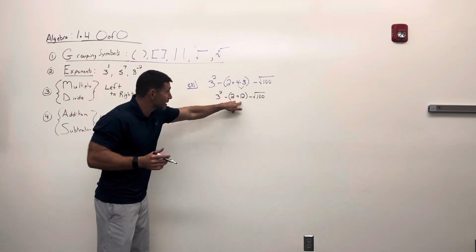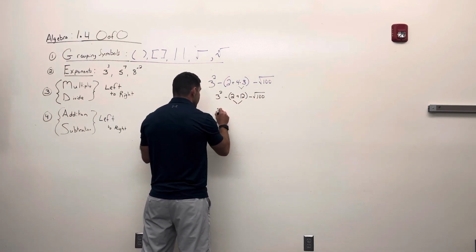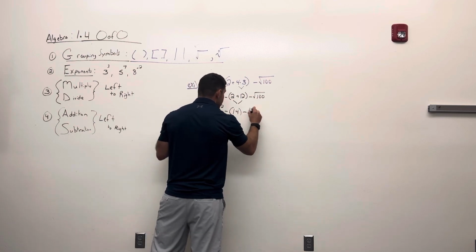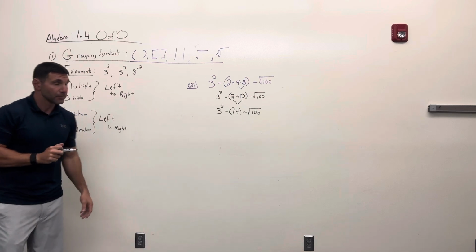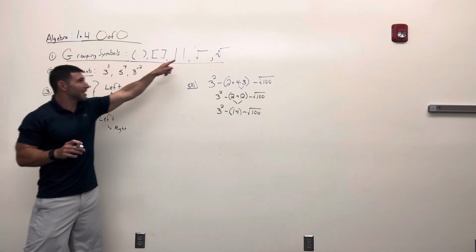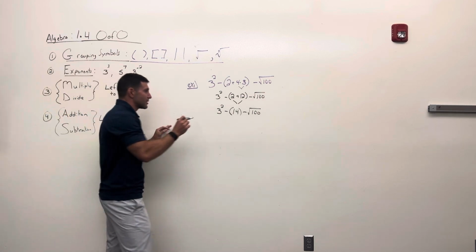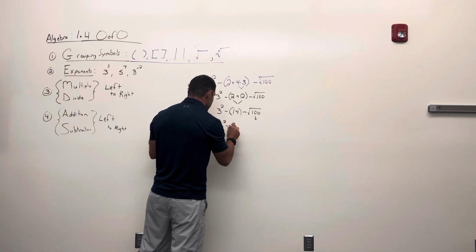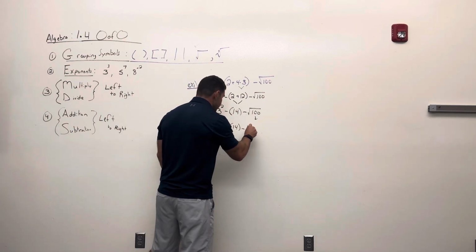So here I am, I still have my grouping symbol. So now I have my 2 plus 12. So I rewrite 3 squared minus 14 minus the square root of 100. I've now done everything inside of my grouping symbol. Remember, I said, hey, the square root's a grouping symbol. In Algebra 2, it's not, it's an exponent. But again, I digress. So now I have to do the square root of 100. So now I have 3 squared minus 14 minus the square root of 100 is 10.